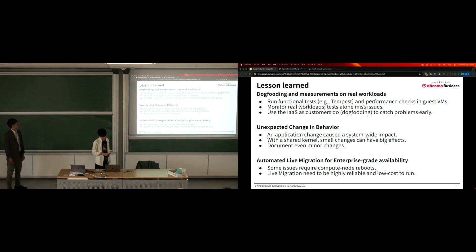Finally, automated live migration for enterprise-grade availability. Some kernel fixes require a reboot. So to keep availability in those cases, live migration must be highly reliable and low cost to run. By automating live migration and coordinating it with host configuration changes, we can handle a wide range of issues and improve overall reliability.